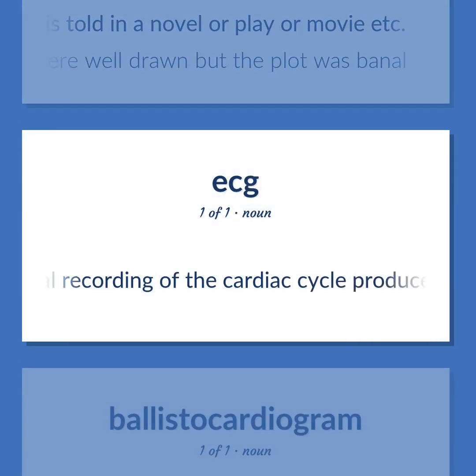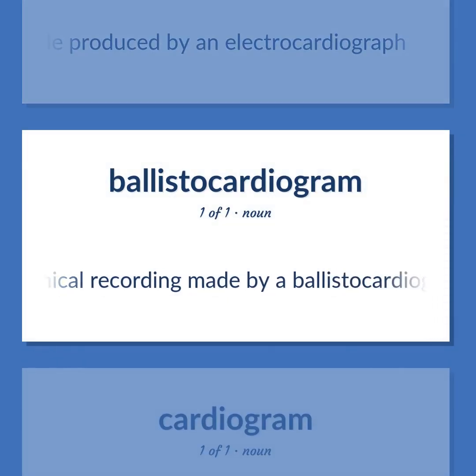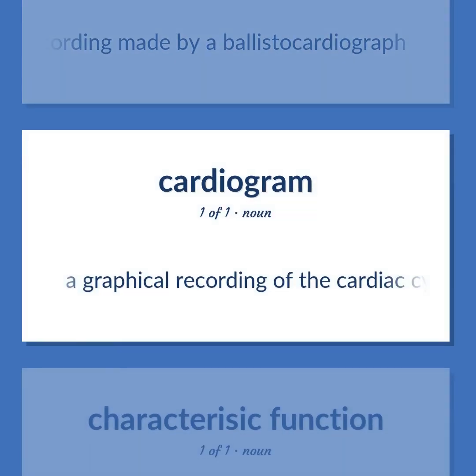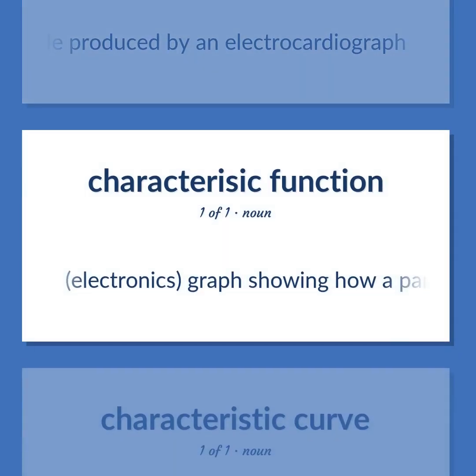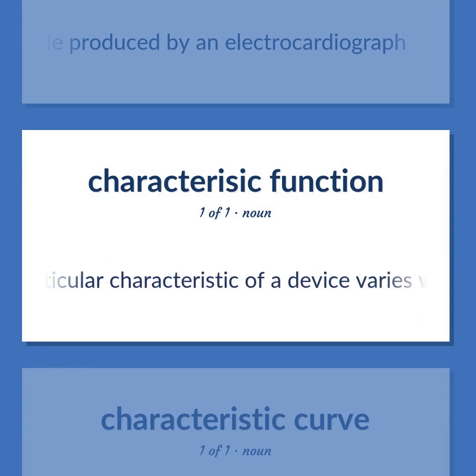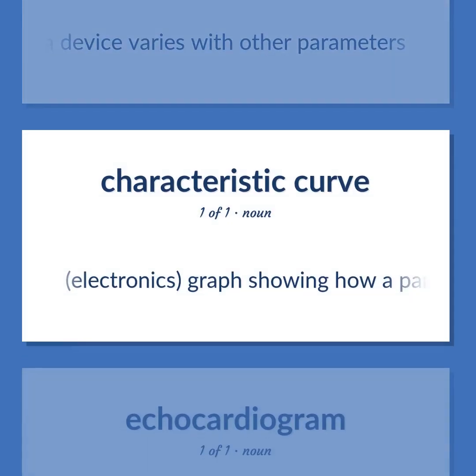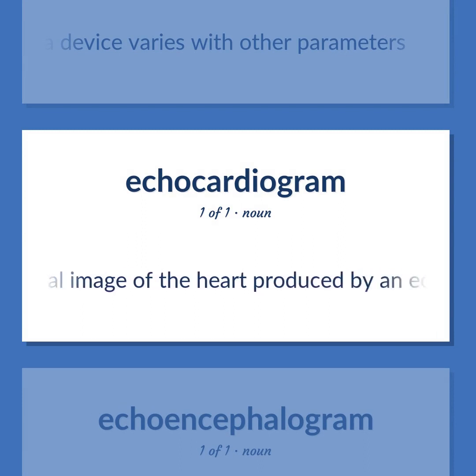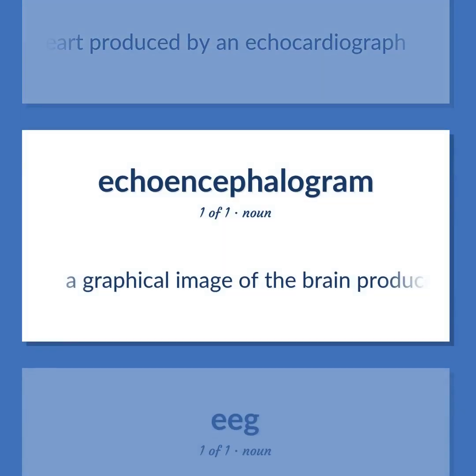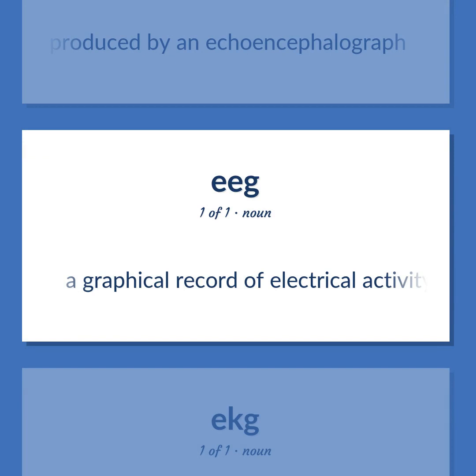A graphical recording of the cardiac cycle produced by an electrocardiograph. A graphical recording made by a ballistocardiograph. Electronics. Graph showing how a particular characteristic of a device varies with other parameters. A graphical image of the heart produced by an echocardiograph. A graphical image of the brain produced by an echoencephalograph. A graphical record of electrical activity of the brain, produced by an electroencephalograph.